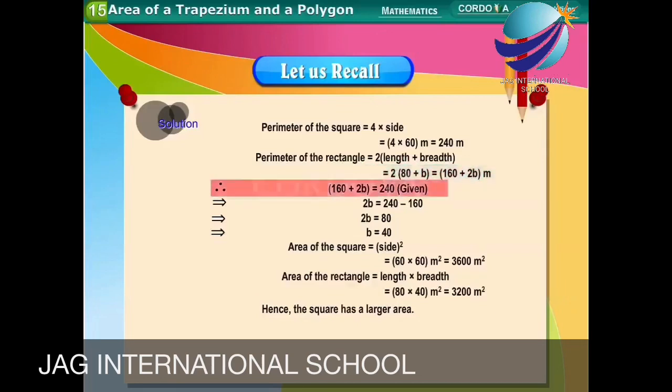Therefore, 160 plus 2b is equal to 240, given. This implies 2b is equal to 240 minus 160. This implies 2b is equal to 80. This implies b is equal to 40. Area of the square is equal to side square, which is equal to 60 into 60 meters square, which is equal to 3,600 meters square. Area of the rectangle is equal to length into breadth, which is equal to 80 into 40 meters square, which is equal to 3,200 meters square. Hence, the square has a larger area.